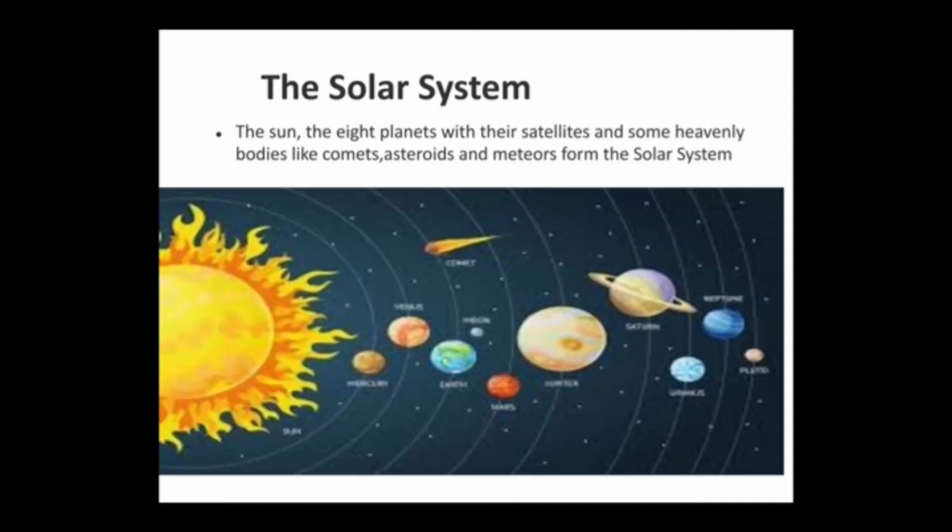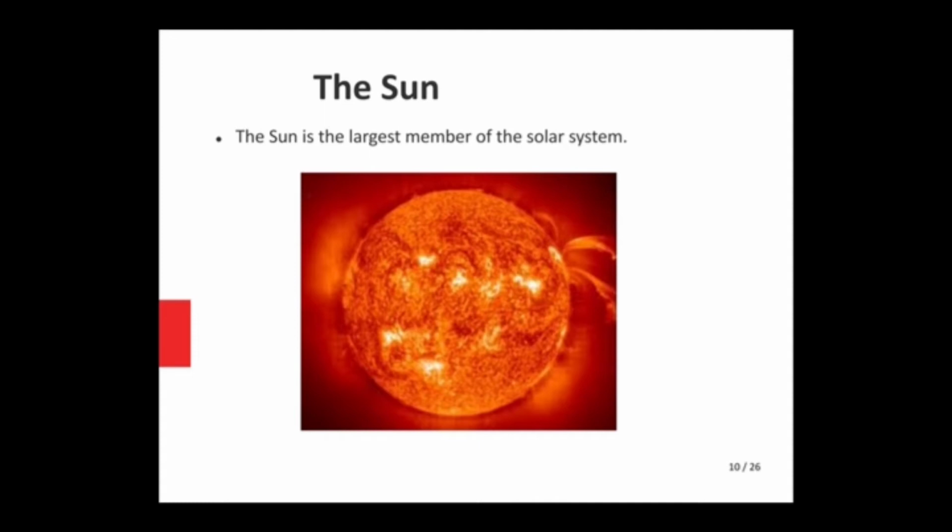Now let's learn about our solar system. In our solar system, there is the Sun, 8 planets and satellites, and some heavenly bodies like comets, asteroids and meteors. So let's discuss each of the members of our solar system. First of all, the Sun. The Sun is the largest member of the solar system. All the planets, satellites, asteroids, comets revolve around it.